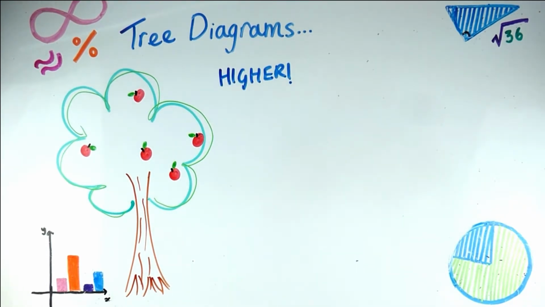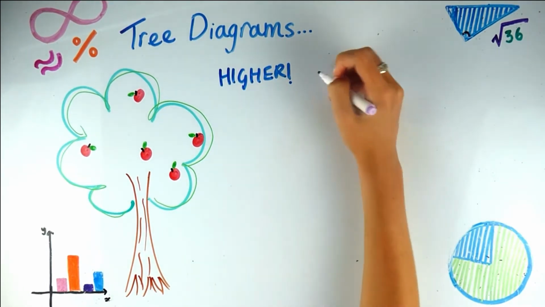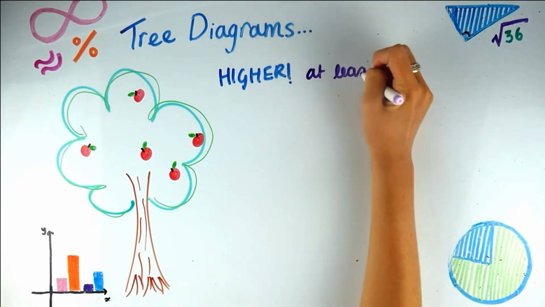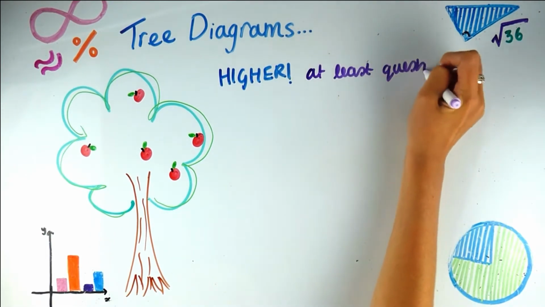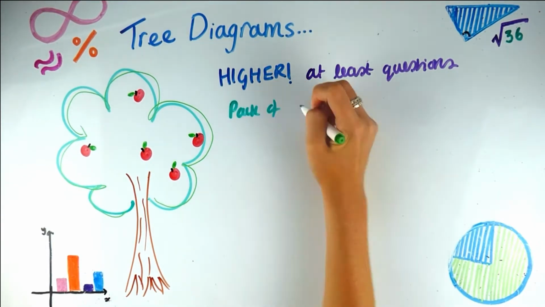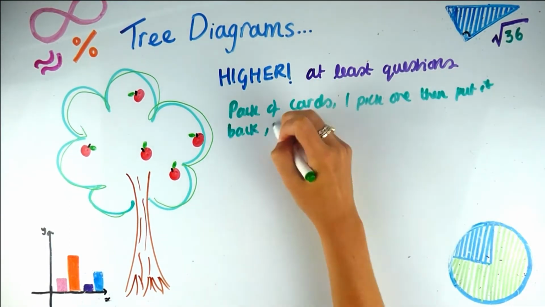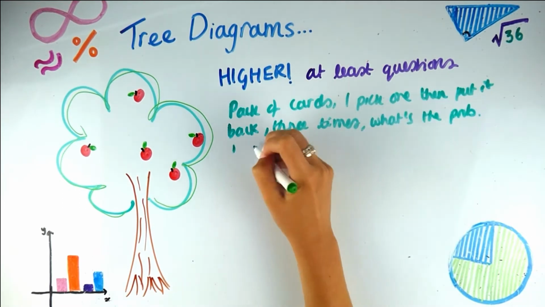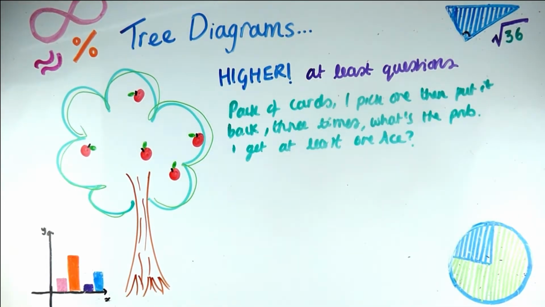So this is now higher level stuff, and this is the at least questions. So I'm going to write down an example now. Okay, so I'm going to show you this in an example. So here I have a pack of cards, I pick one, then I put it back, and I do this 3 times. What's the probability I get at least one ace?